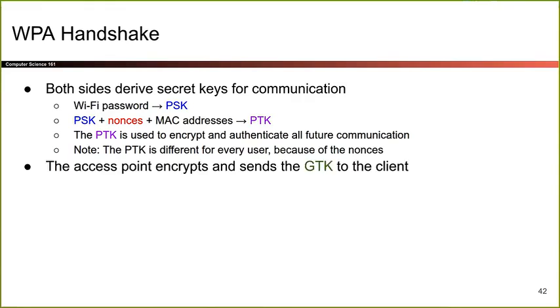And finally, there was one last key. This one was the green one. The access point encrypts and sends the GTK. I just noticed that G stands for green, so I must be a genius. But this key is used to send messages that are broadcast to the whole network.